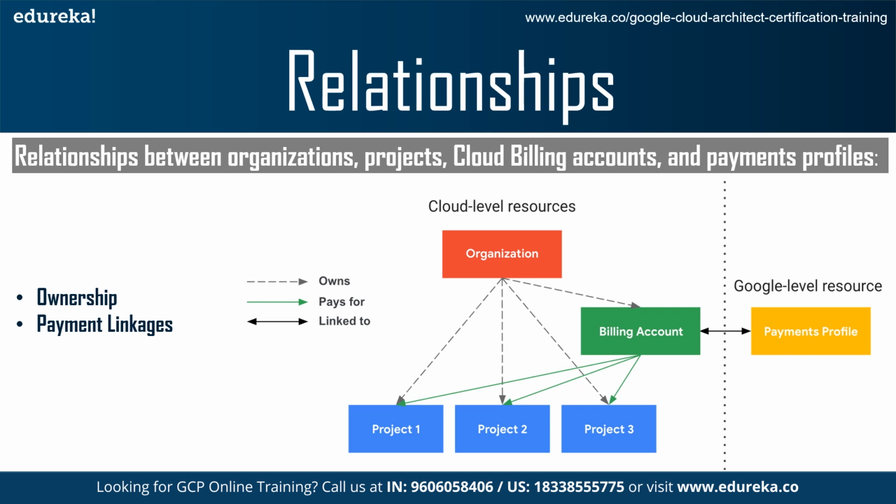The following diagram you can see shows the relationship of ownership and payment linkages for a sample organization. In the diagram, the organization has ownership over projects 1, 2, and 3, meaning that it is the IAM permissions parent of the three projects.